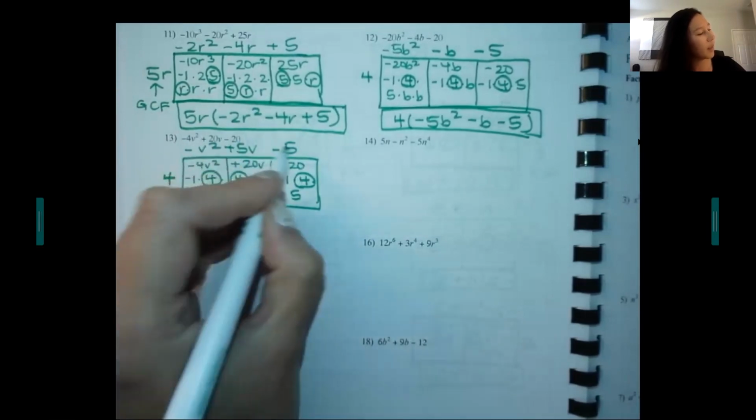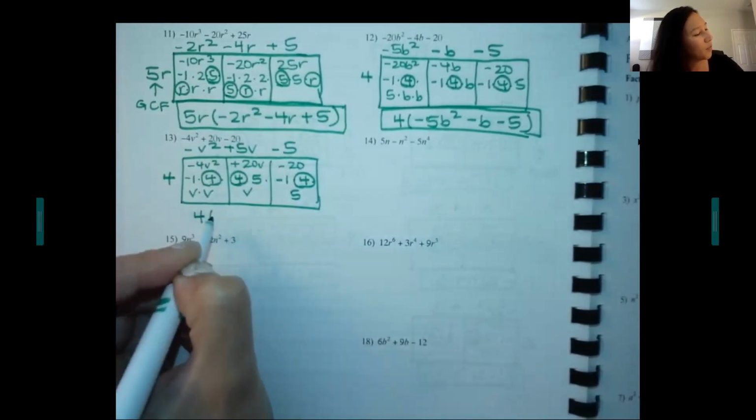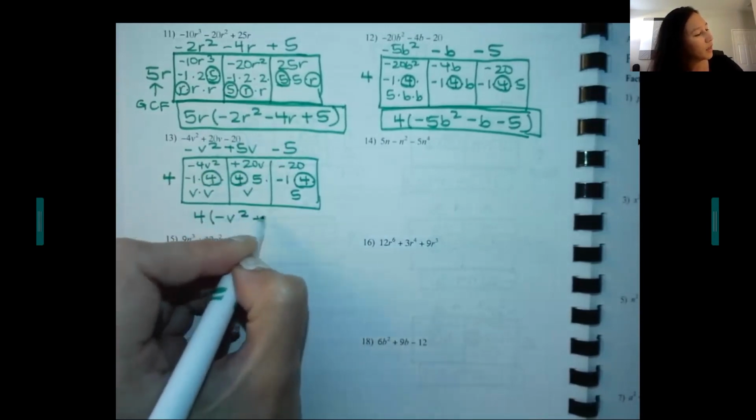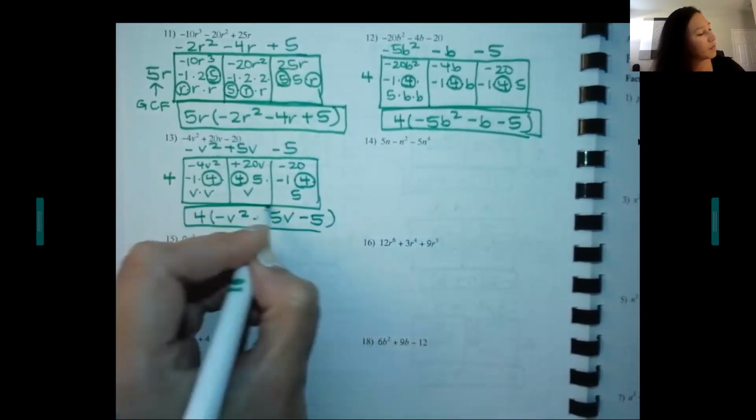So once I take out my common factor, I'm just multiplying what I have left and writing that on the top of each box. So the factored form is 4 times negative b squared plus 5b minus 5. Any questions on number 13?